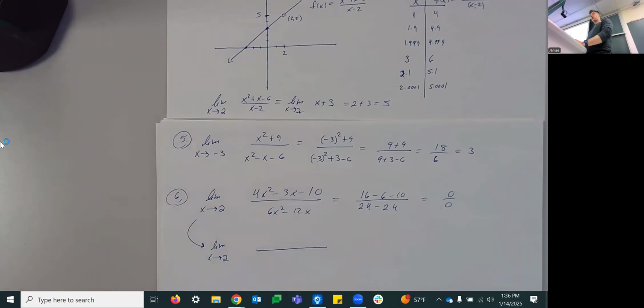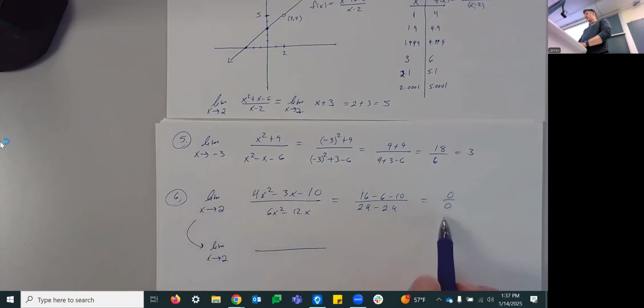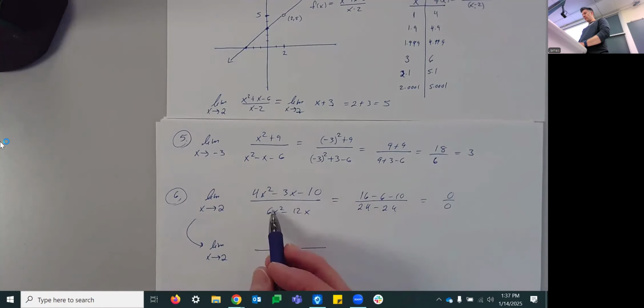What I said before still holds. If you plug in a number to a polynomial, which the numerator and denominator are both polynomials, right? Just positive integer powers of x with nice coefficients. You plug in 2 to either one of those and you get 0, that means that x minus 2 had to be a factor. In the denominator, we can do a bit more.